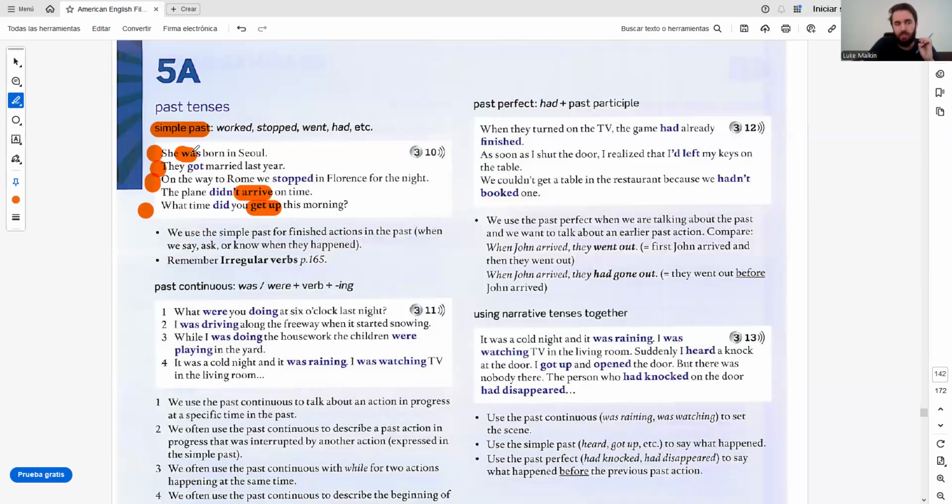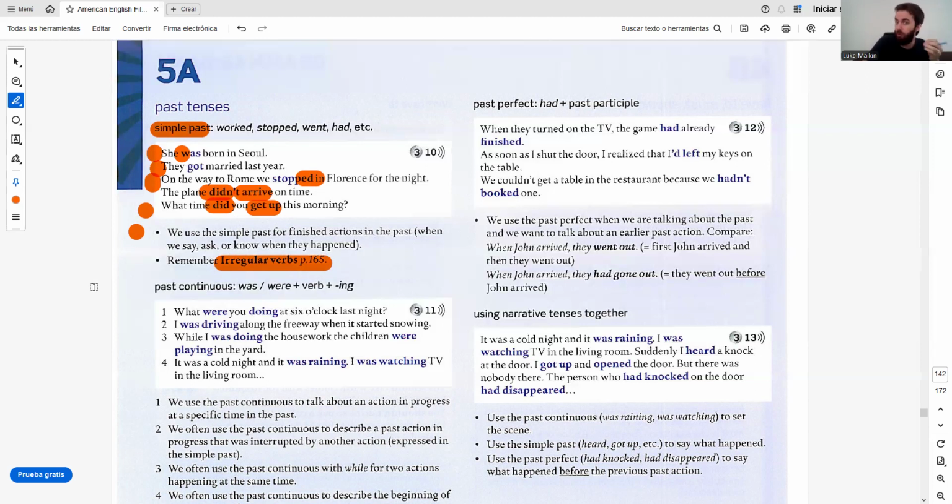Okay? So for positive, if it's irregular, change from present to was, past. If it's a regular verb, change from present stop to stopped, past ed. If it's a negative, add didn't. If it's a question, add did, but your verb stays in the base. The plane didn't arrive on time. What time did you get up this morning? To practice irregular verbs, it's page 165 in your text.